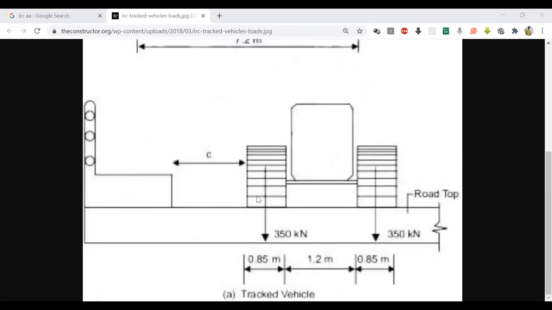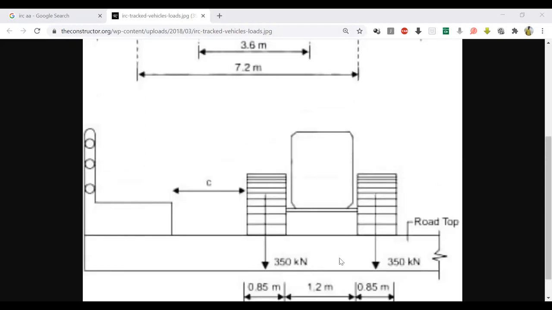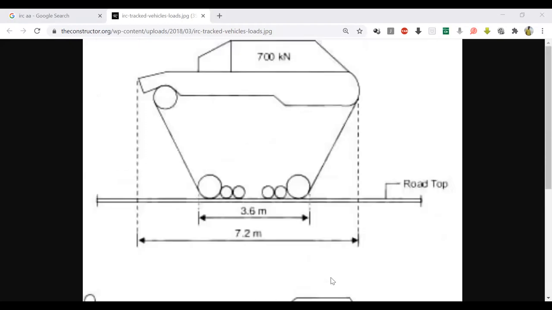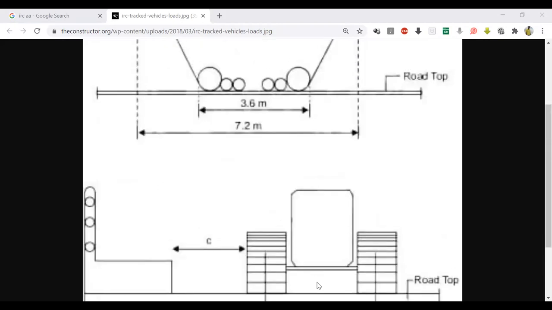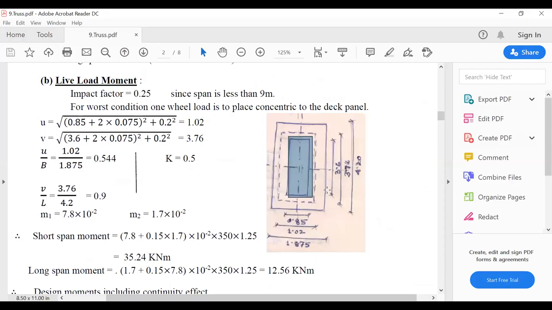That means one track is in contact with the road surface along a width of 0.85 and along a length of 3.6. So now remember these values, 3.6 and 0.85. Remember these values and try to go back to the PDF. This is 3.6 and this is 0.85. So one track is falling on one panel.